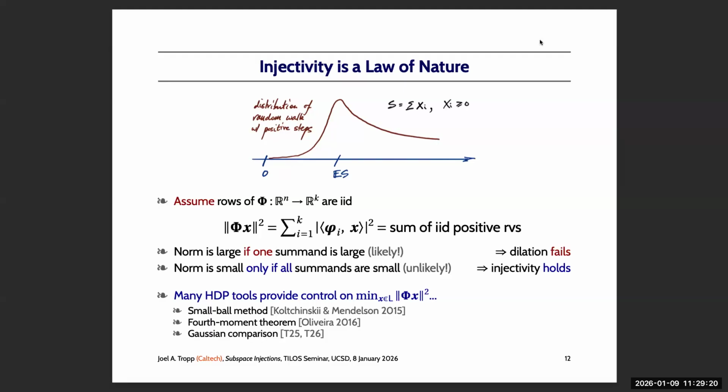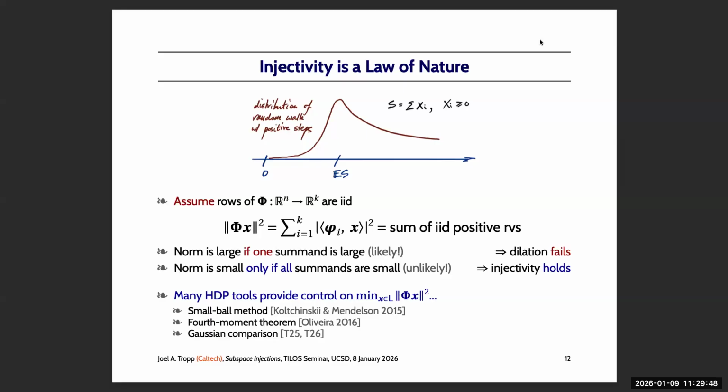There's a fourth moment theorem due to Oliveira, and there's also a Gaussian comparison technique that I cooked up. All of these methods give you tools for verifying the injectivity property, which, as I've said, is much more likely to be true than the dilation property that you also need for an embedding.